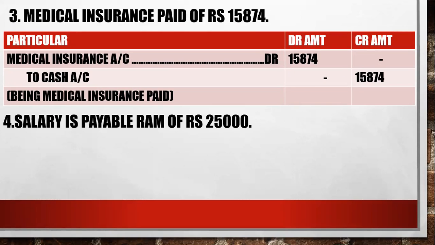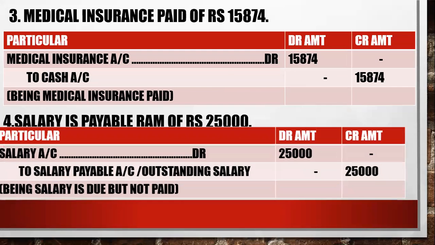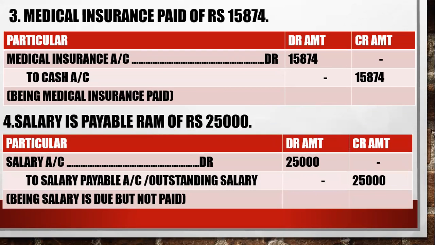And this is the last entry: salary payable to Ram of rupees 25,000. Salary account debit to outstanding salary. Yes, you can say outstanding salary, and you can also say salary payable.